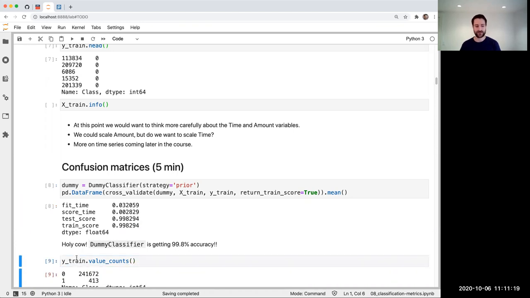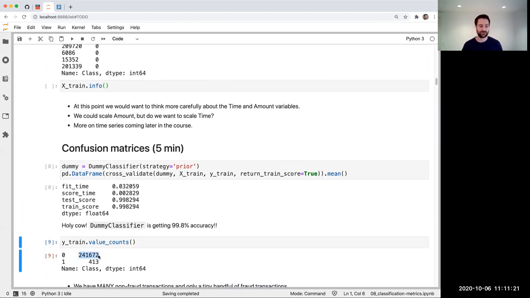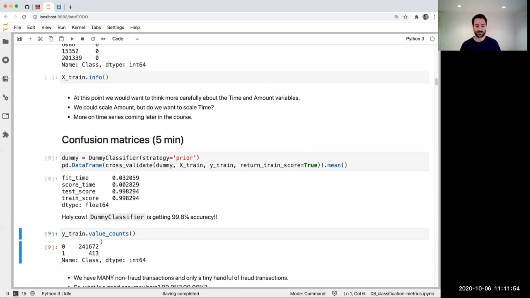And the reason why that's happening is because we have 241,000 legit transactions and 413 fraudulent transactions. And that makes sense. I mean, most credit card transactions are not fraudulent, I hope, right? So if you collect a data set of credit card transactions, most of them are not going to be fraudulent. And so this is called an imbalanced data set. We have way more examples of kosher transactions than of fraudulent transactions. And that's going to bring up some challenges that we're going to be addressing today.